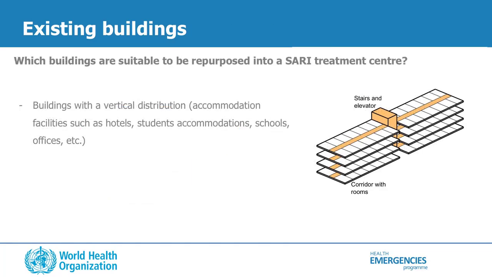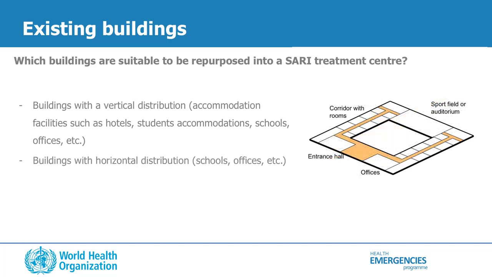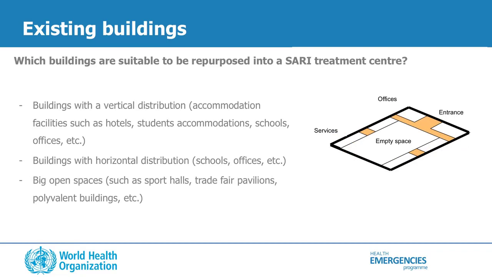To facilitate the building selection process, we try to categorize all the different types of building into three categories. Buildings with a vertical distribution, such as accommodation facilities, hotels, student accommodation, schools and offices. Buildings with a horizontal distribution, such as schools and offices. And big open spaces, such as sport halls and trade fair pavilions.